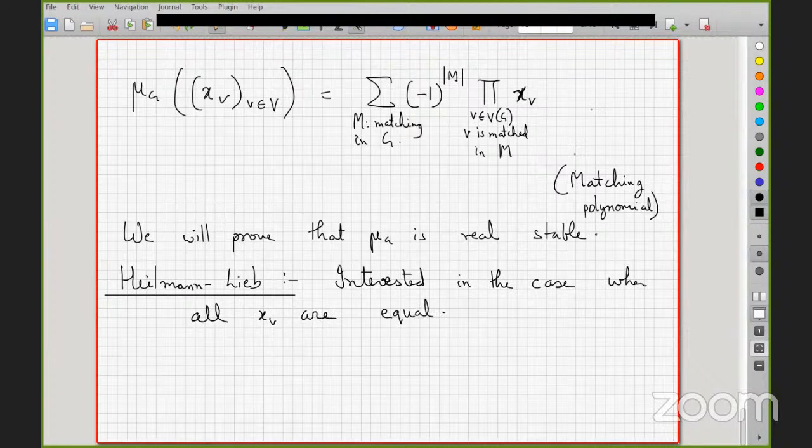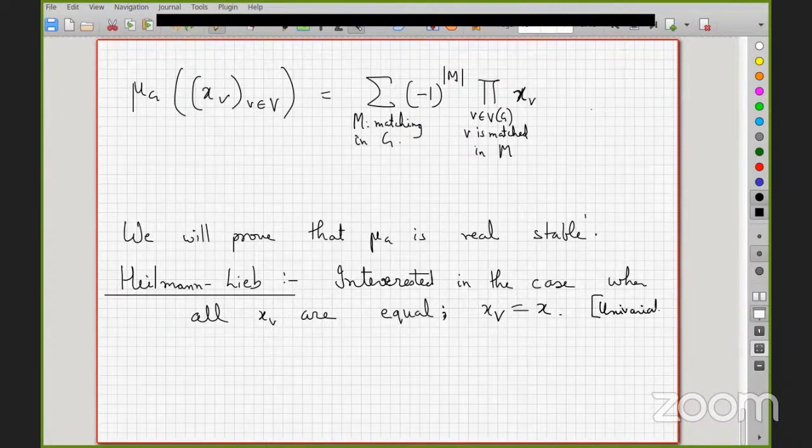So let me call it something else, some polynomial related to matching, which is real stable. They were interested in the case where all x are equal. What do I mean by that? You just make it univariate. Just set all x equal to x. So it's a univariate polynomial.